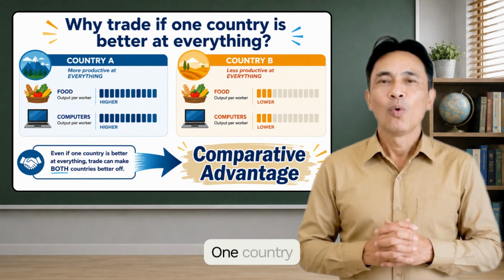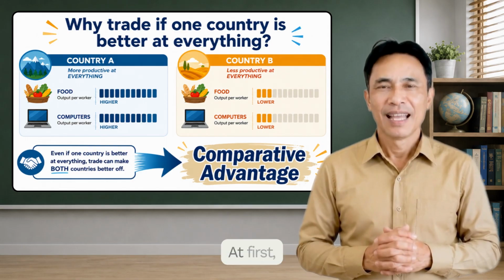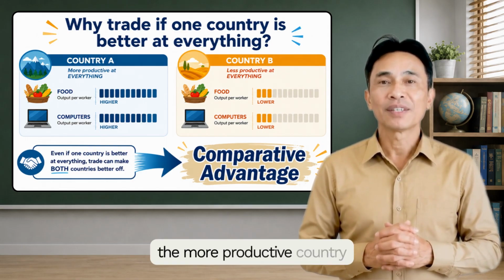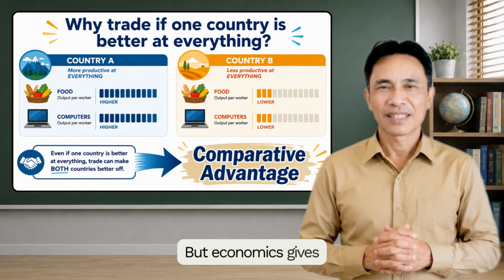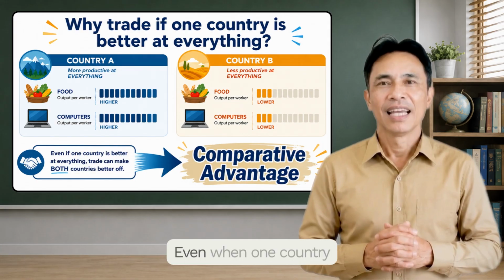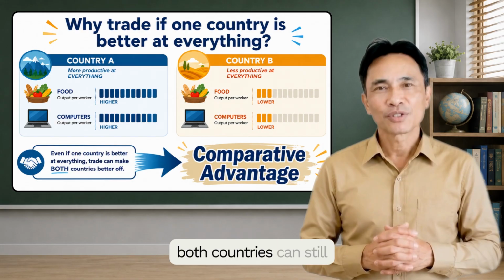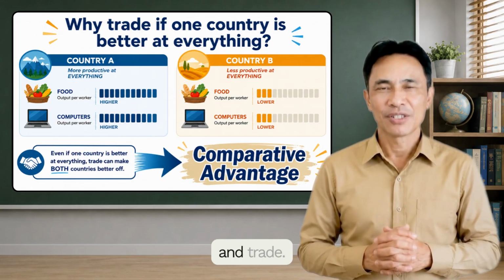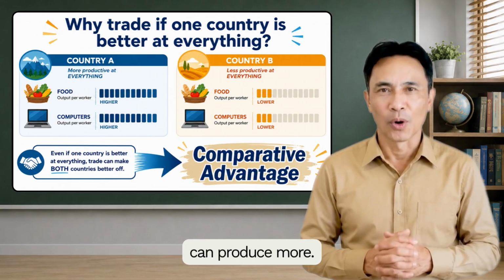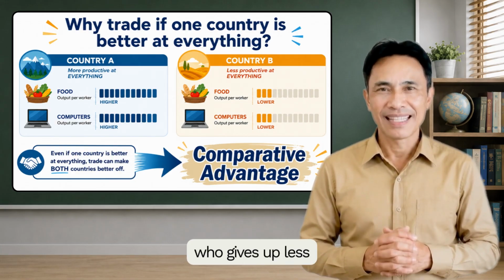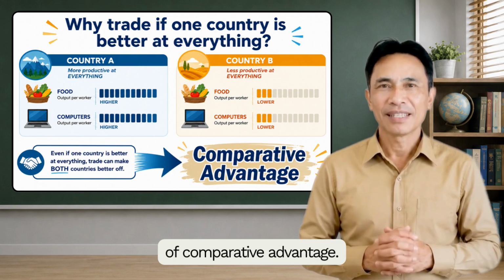Imagine two countries. One country is more productive at making both food and computers. At first, you might think the more productive country has no reason to trade with the other one. But economics gives us a surprising answer. Even when one country is better at producing everything, both countries can still benefit from specialization and trade. The key idea is not simply who can produce more. The key is who gives up less when producing each good. That is the foundation of comparative advantage.